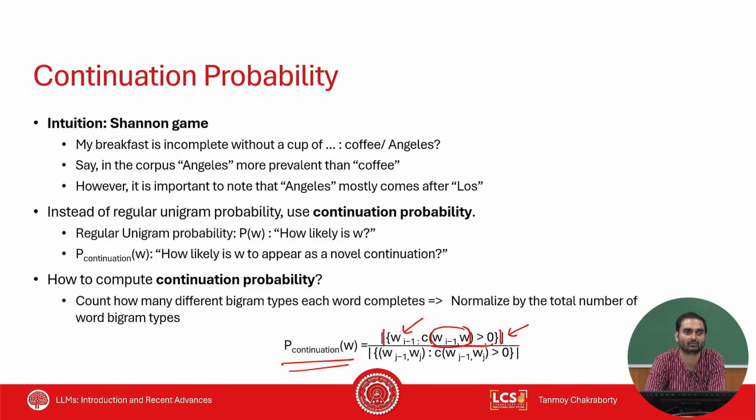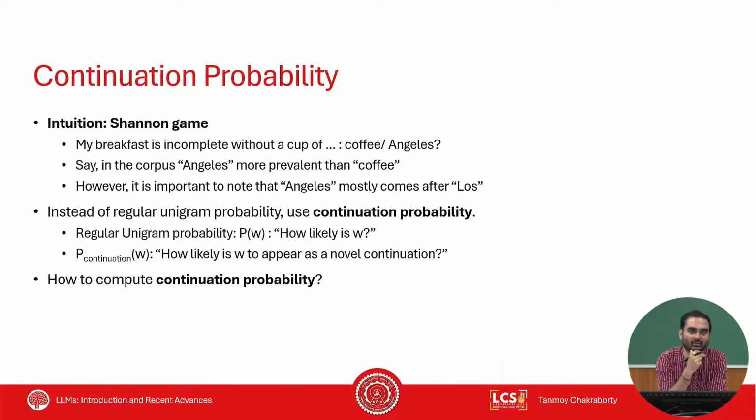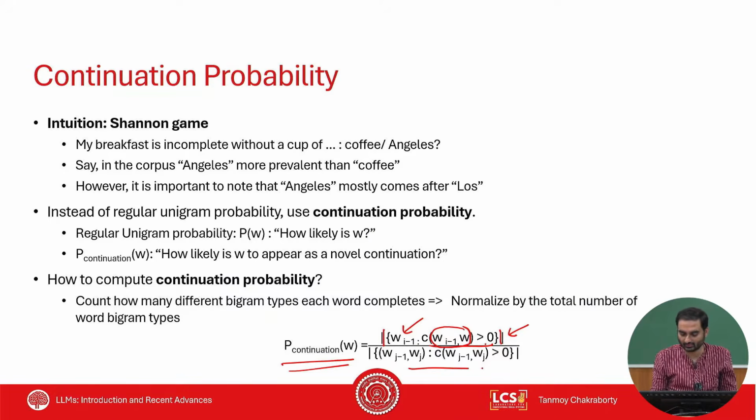What is the denominator? What do you think? What should be the denominator? Number of unique bigrams. Very good. Number of unique bigrams irrespective of the appearance of W. So if you look at the denominator here, it is the count of all the bigrams, basically the set of all the bigrams whose count is greater than 0. Out of all the bigrams, how many unique bigrams are completed by the unigram W?